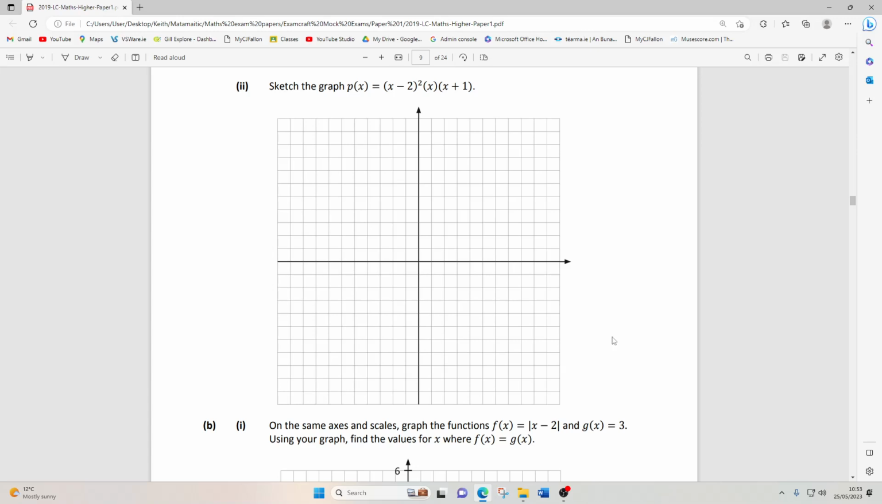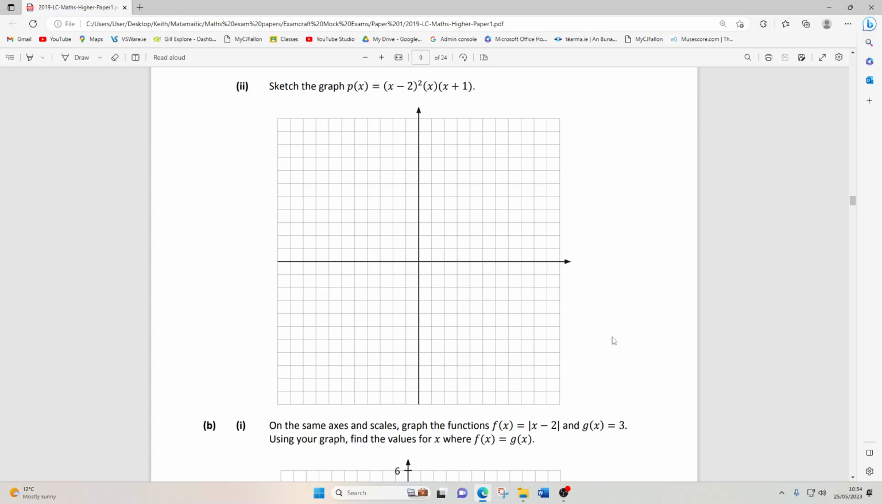The inverse function is f to the minus 1 of x. So you rearrange to make x the subject, write x in terms of y, and then swap. So that's a possibility.